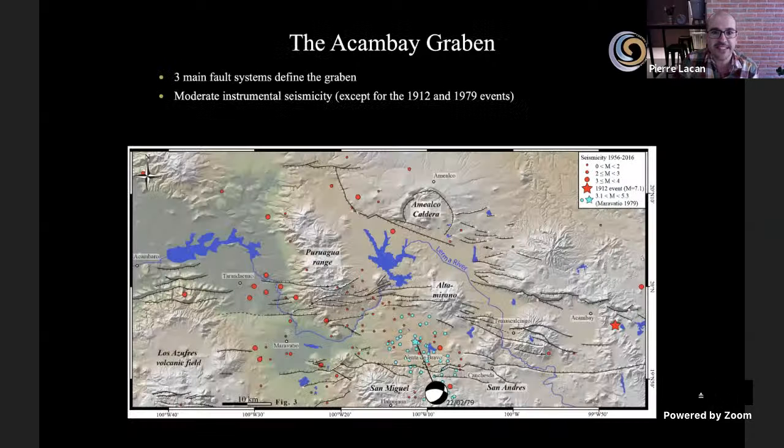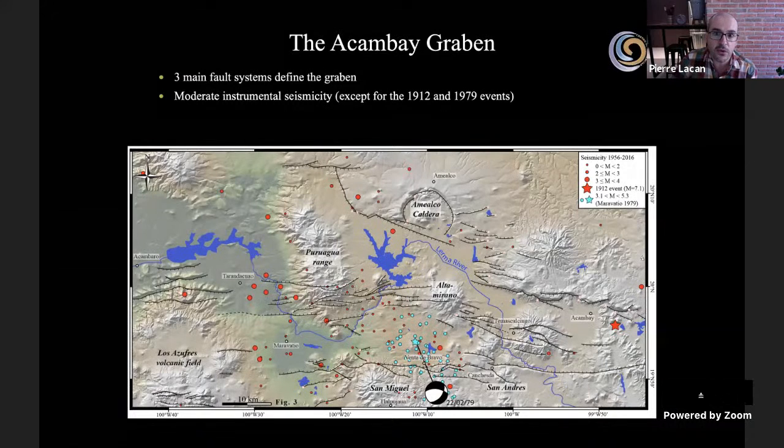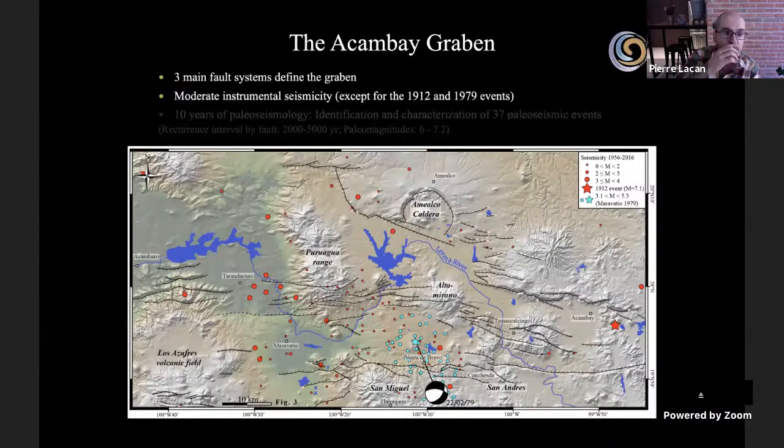Next, please. The Acambay Graben is formed by 3 main fault systems. 2 of them bound the graben, while the third is located within the graben. The instrumental seismicity is moderate, except for these 2 events of magnitude 7 and 5.3 that occurred during the last century.